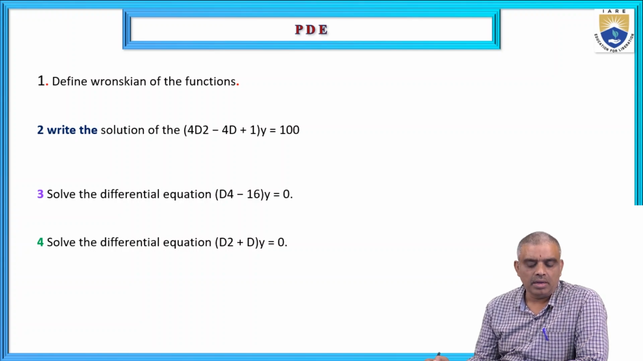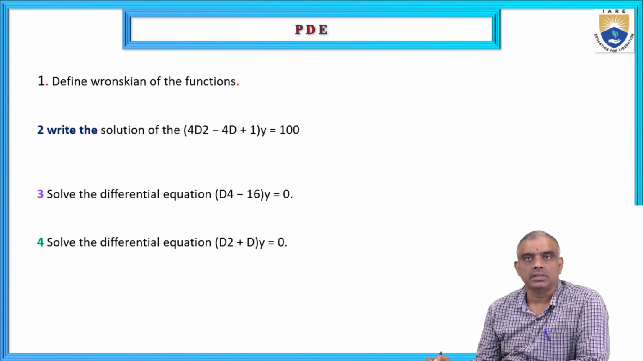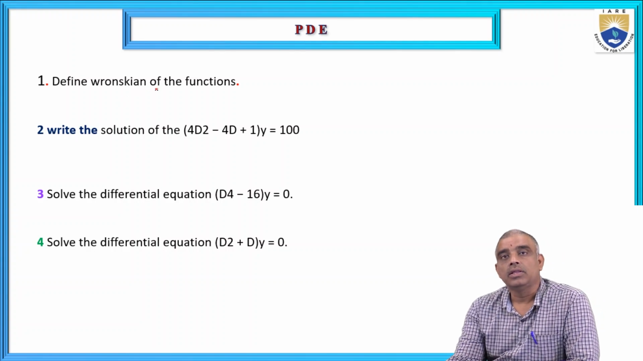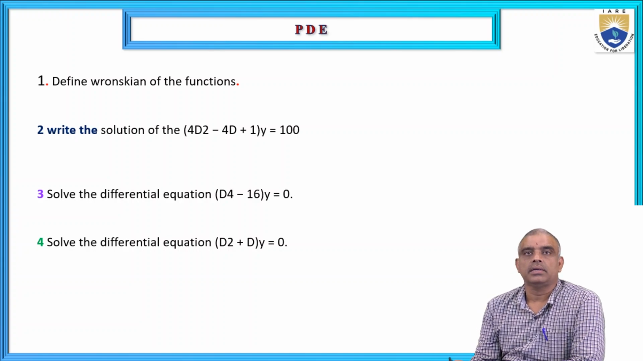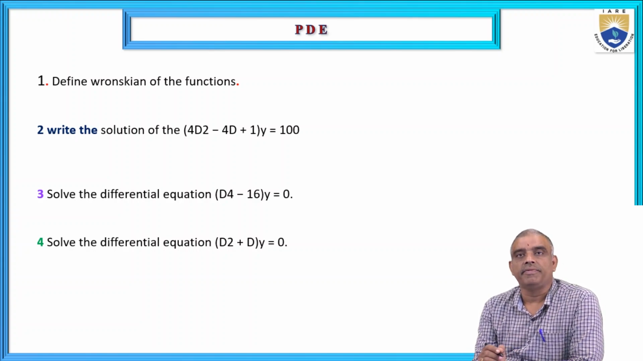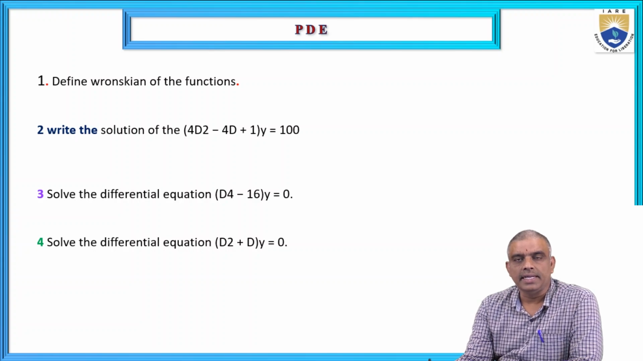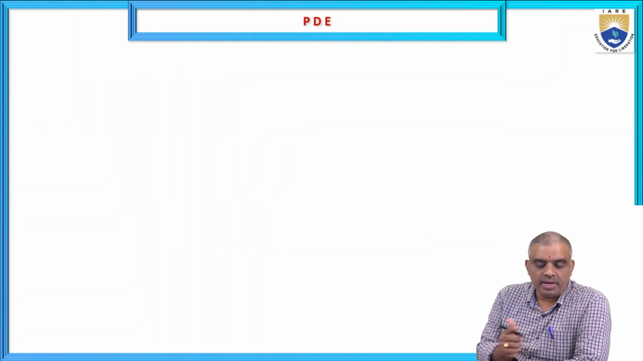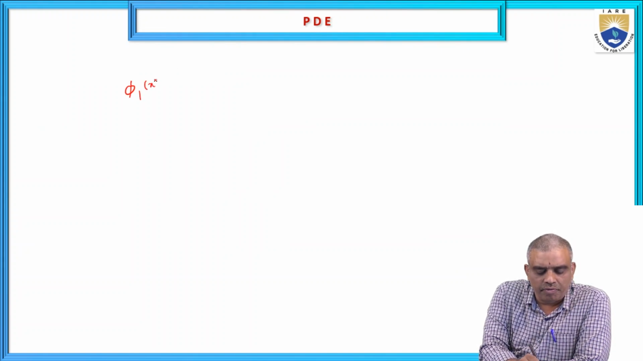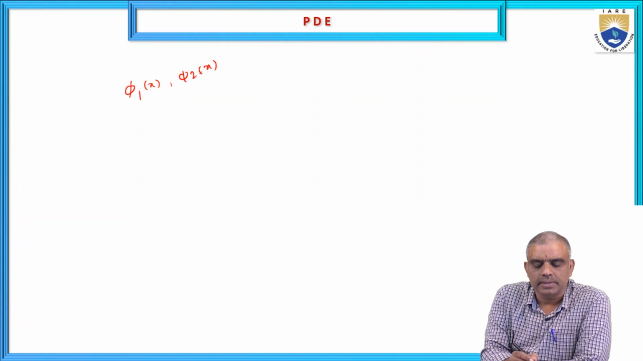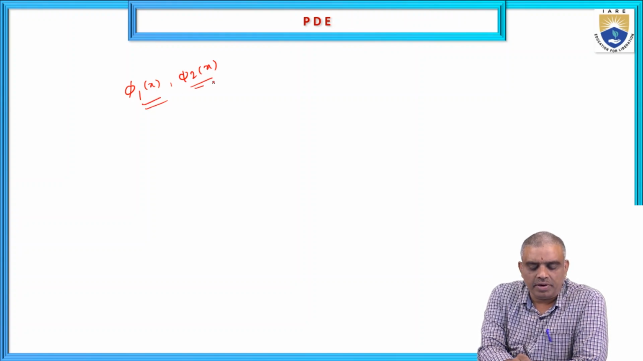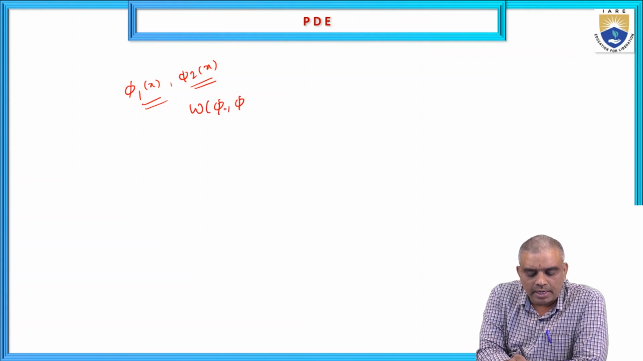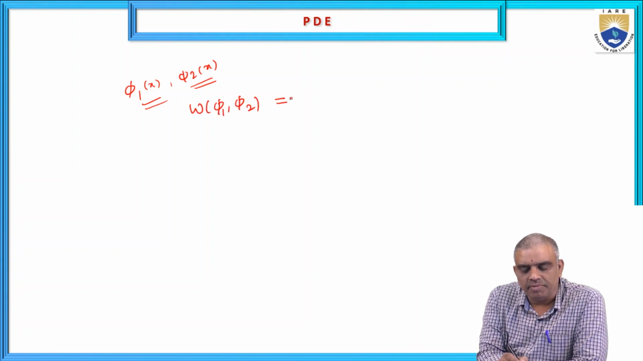So what is the Wronskian condition for the functions? The Wronskian condition is used to find whether the given functions are linearly independent or not. If phi1 of x and phi2 of x are two functions of x, then to check whether the given functions are linearly independent or not, we use the Wronskian condition that is denoted by W of phi1, phi2.